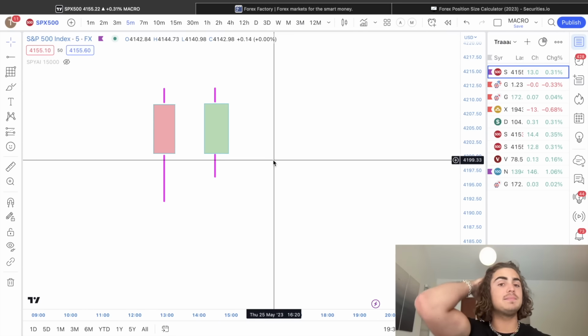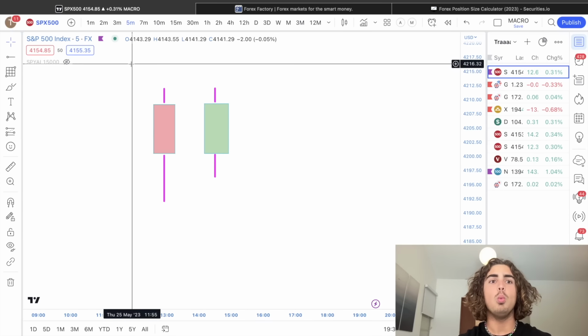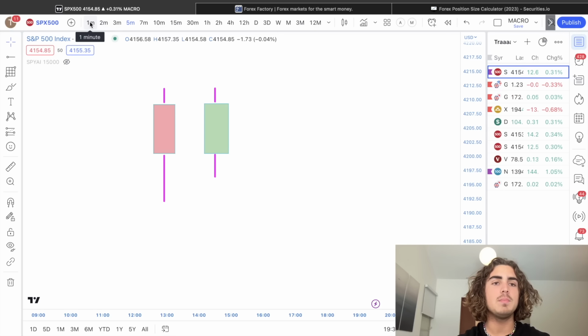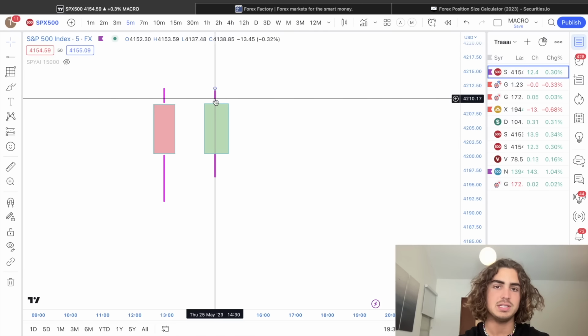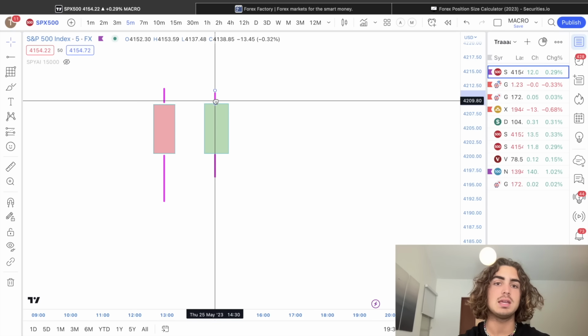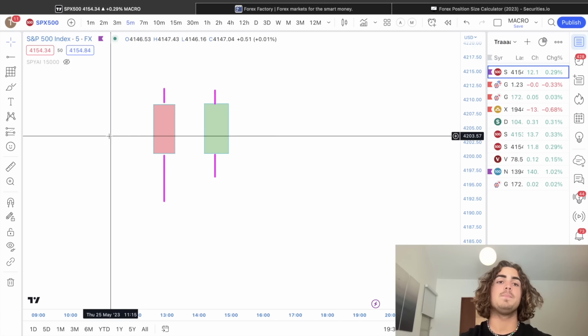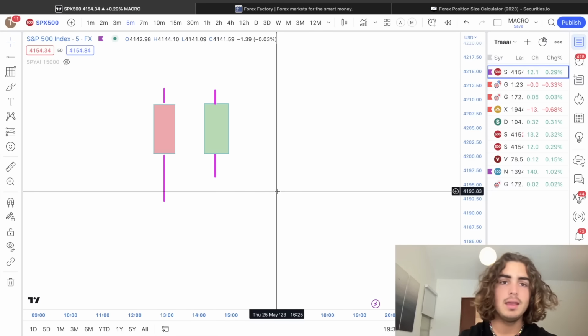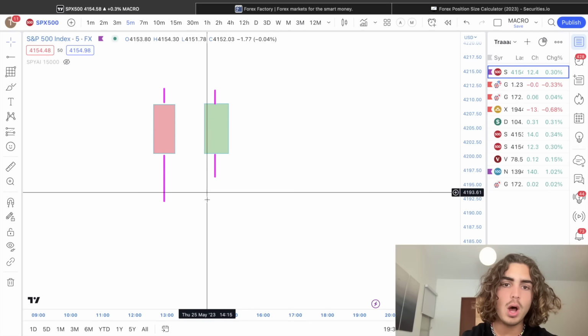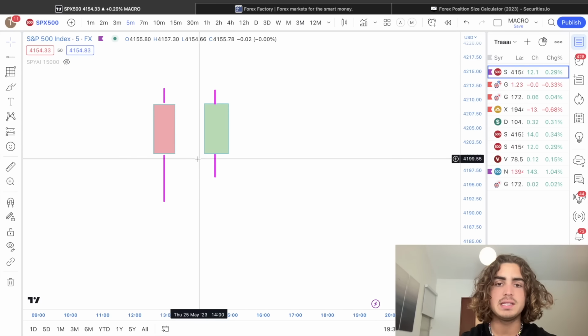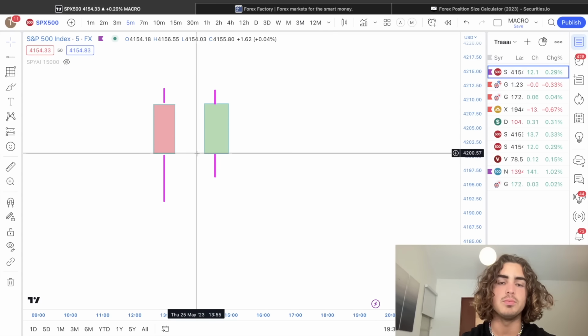Oftentimes I can even understand and pretty much just guess what is going on in 1-minute structure purely based off of a 5-minute candlestick or two 5-minute candlesticks. And once you get good at this, you'll understand how to do that as well. Okay, we're on the 5-minute time frame. One candle represents 5 minutes of price action and market movement.